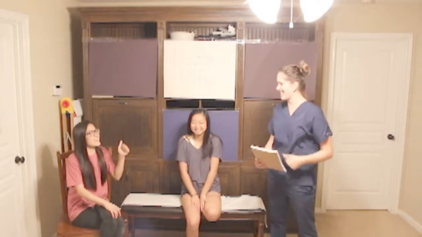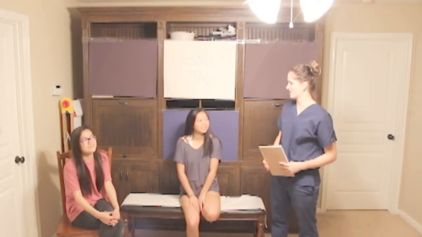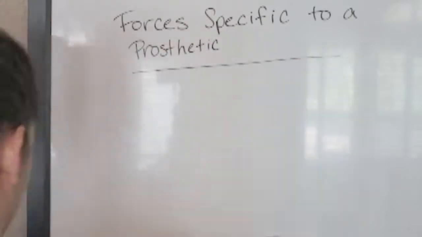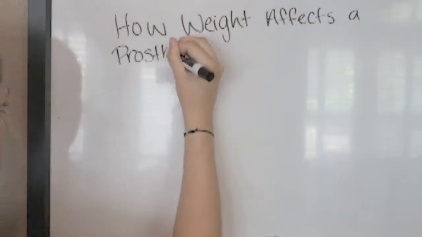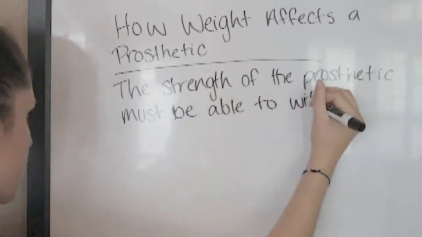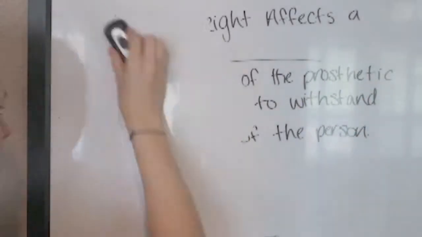That's right, Lilia! So now that we know about the basic forces involved, we can talk about the inertia and lateral forces in a prosthetic. Basically, there are three main forces specific to prosthetics. These are weight, the inertia effect, and the lateral force. Weight plays a key role in the construction of a prosthetic because the false limb must be able to withstand the weight of the patient, or else it will crack under the pressure.